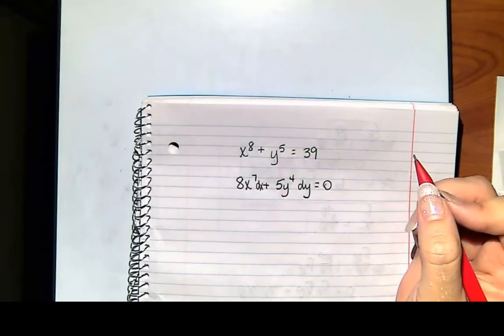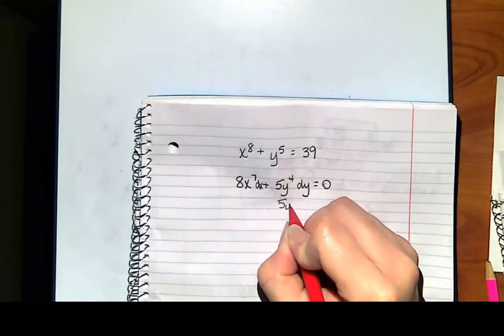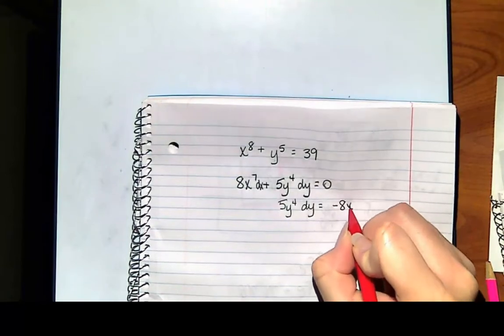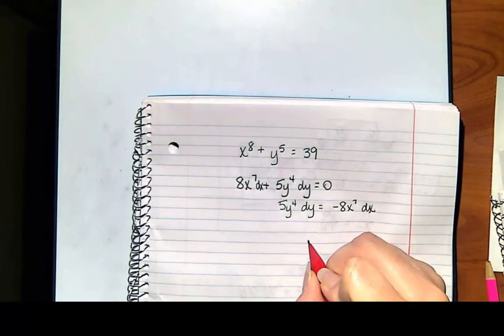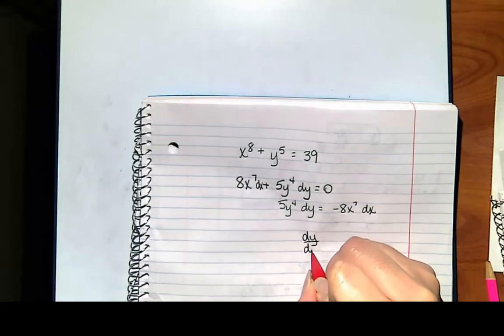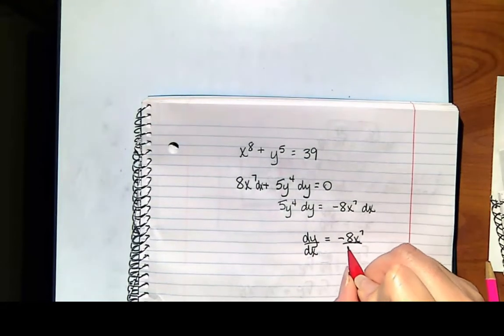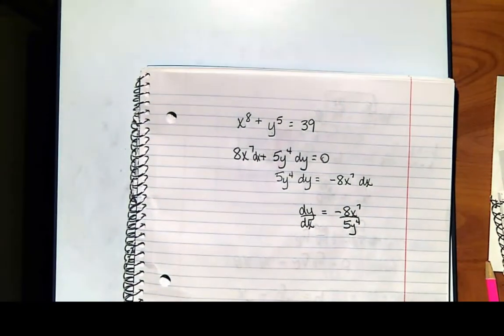Everything with a dx needs to be on the right, so I'm going to move him over. So 5y to the 4th dy equals negative 8x to the 7th dx. Divide both sides by dx, and divide both sides by 5y to the 4th. And that is your answer.